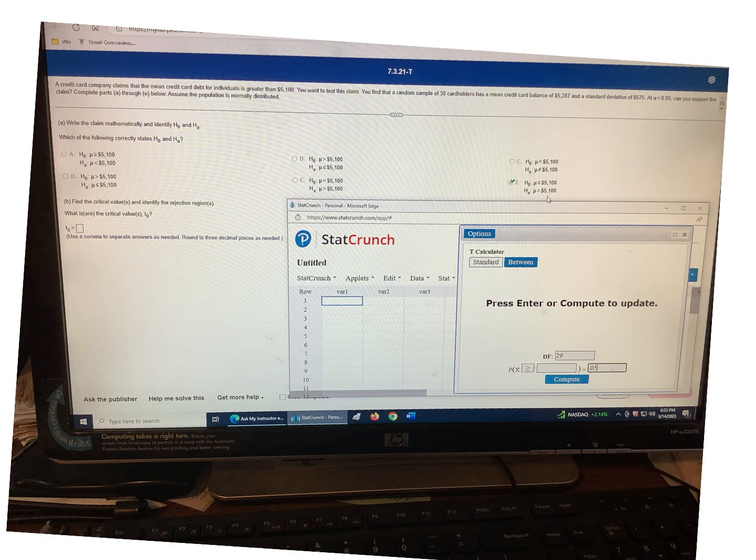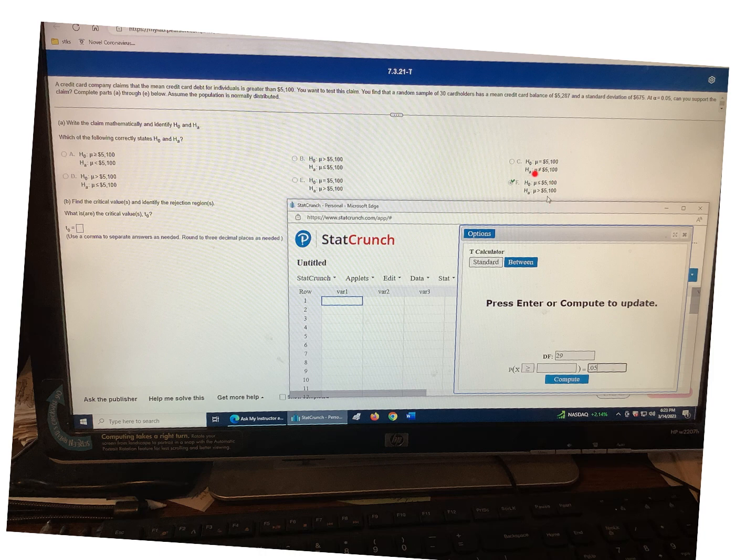I saw your question in the email, on credit card, I guess section 7-3, I think it's like number 13 or something. It's, in the book, 21T. A credit card company claims that the mean credit card debt for an individual is greater than $5,100. You want to test this claim.